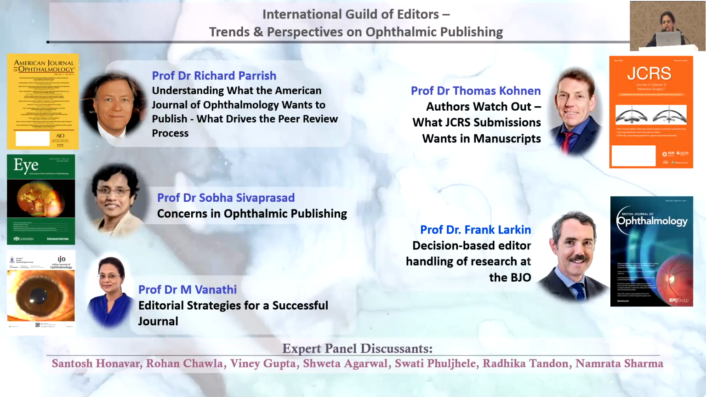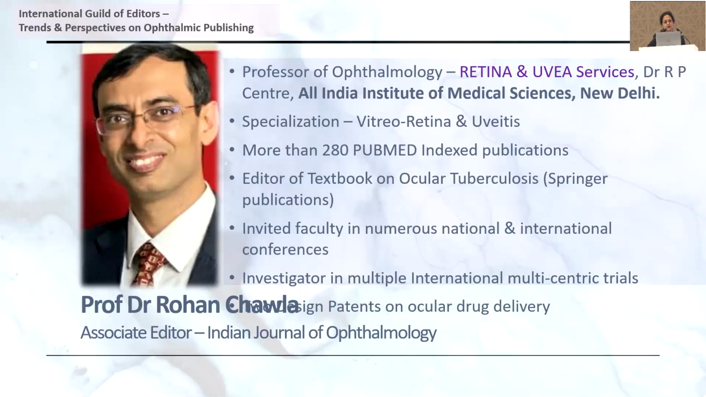I would then talk to you on editorial strategies for successful journal publishing. Dr. Thomas Conan will shortly join us, I hope, and his talk is on what JCRS wants us to do when we are submitting manuscripts and how we get it published there. Dr. Frank Larkin is also due to join us on decision-based editor handling of research at the British Journal of Ophthalmology. So before we move on to the talks, a quick introduction by the distinguished panel who is here with us and who will take the discussion thread forward and would like to clarify some of their commonly faced concerns when they are facing the editorial process of reviewing and editing their manuscripts here.